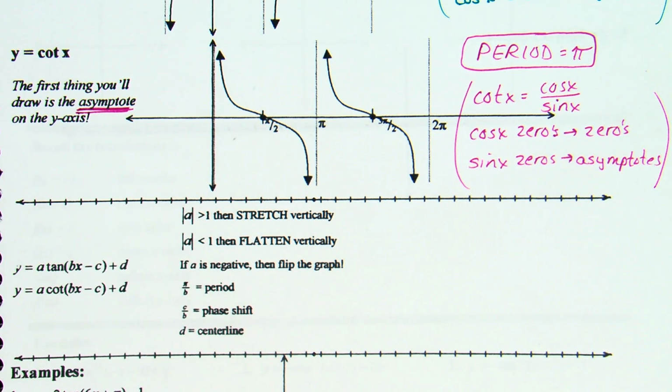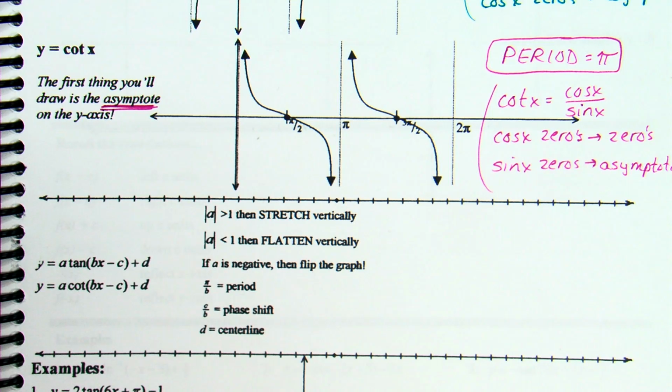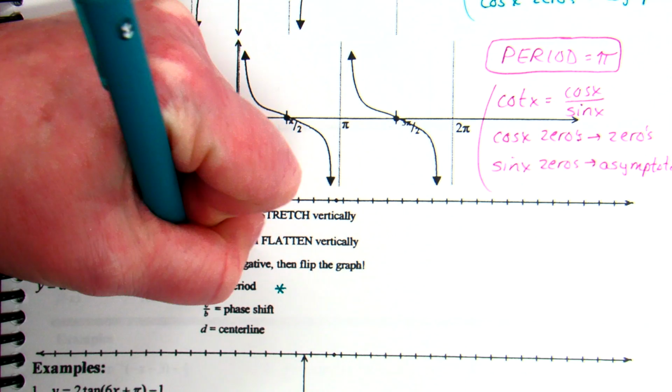But if A is negative, it is a reflection. And then, what do you notice here about the period? Why is the period pi over b?